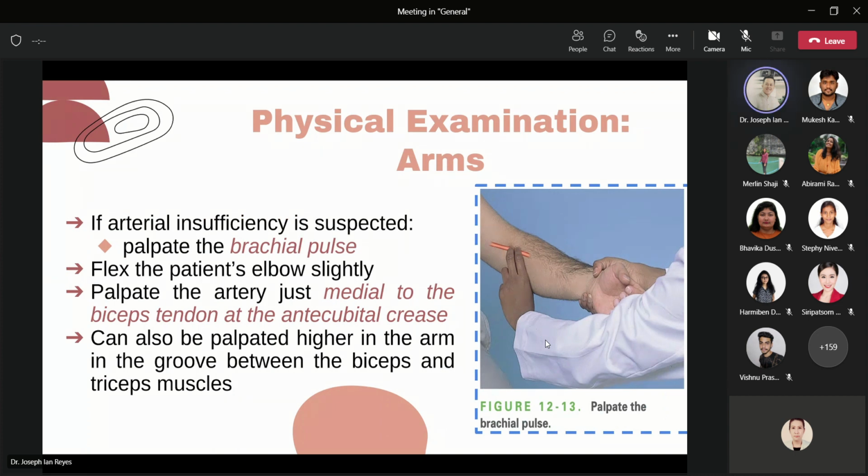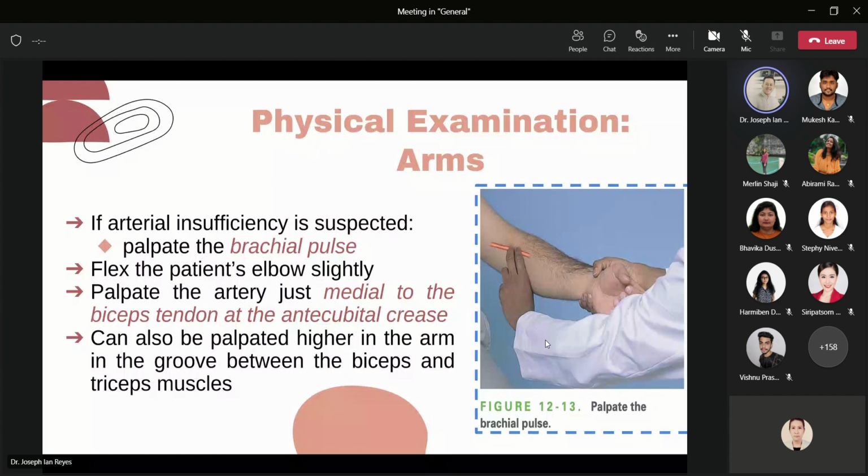Then, if arterial insufficiency is suspected, palpate the brachial pulse. Flex the patient's elbow slightly and palpate the artery just medial to the biceps tendon at the antecubital crease. It can also be palpated higher in the arm, in the groove between the biceps and the triceps muscle. So if you cannot feel it distally, go proximal, then palpate the different areas. Okay. Try as much as you can.